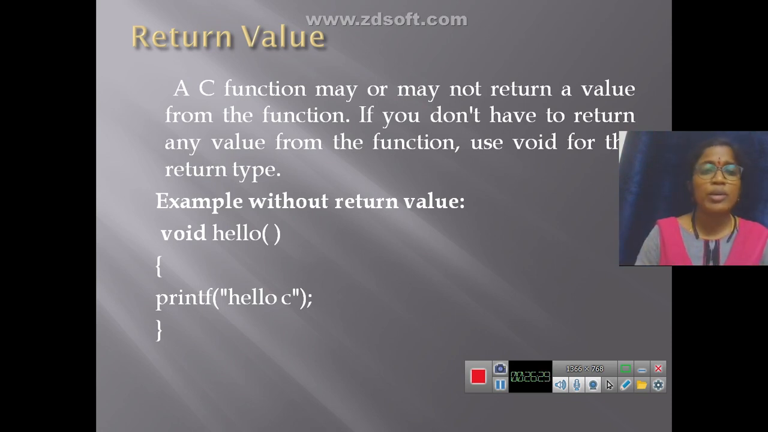Hope you have understood. A C function may or may not return a value from the function. He may give back a value or may not. If he gives it back to me, I can assign the value. Otherwise, he will do it himself. If you don't have to return any value from the function, use void for the return type. If the helper does not want to return the result to me, that function will be written as void.